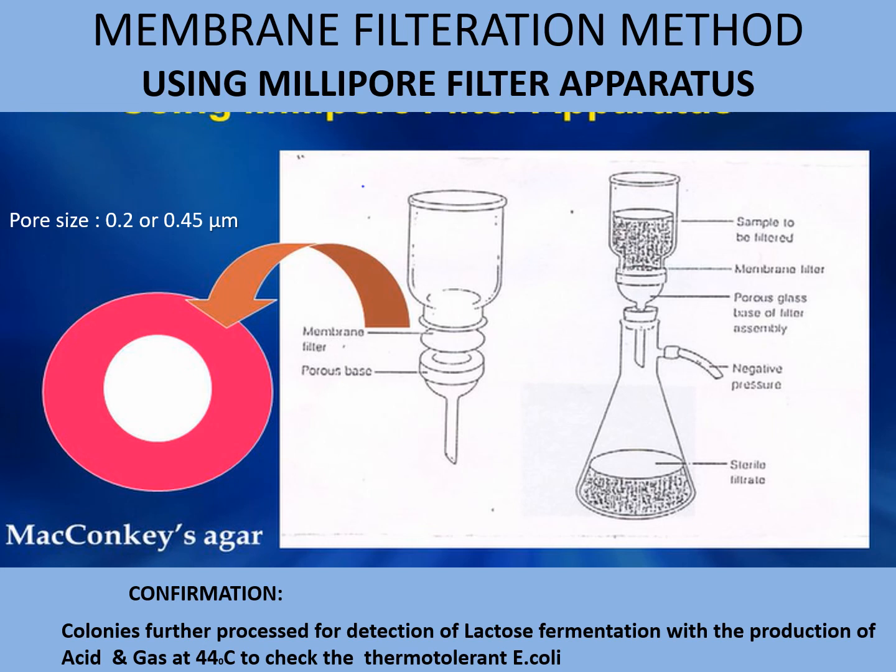For confirmation of E. coli, the colonies are further processed for detection of lactose fermentation with production of acid and gas at 44 degrees Celsius to detect thermotolerant E. coli. That is the confirmation test for the membrane filtration method using the Millipore filter apparatus.